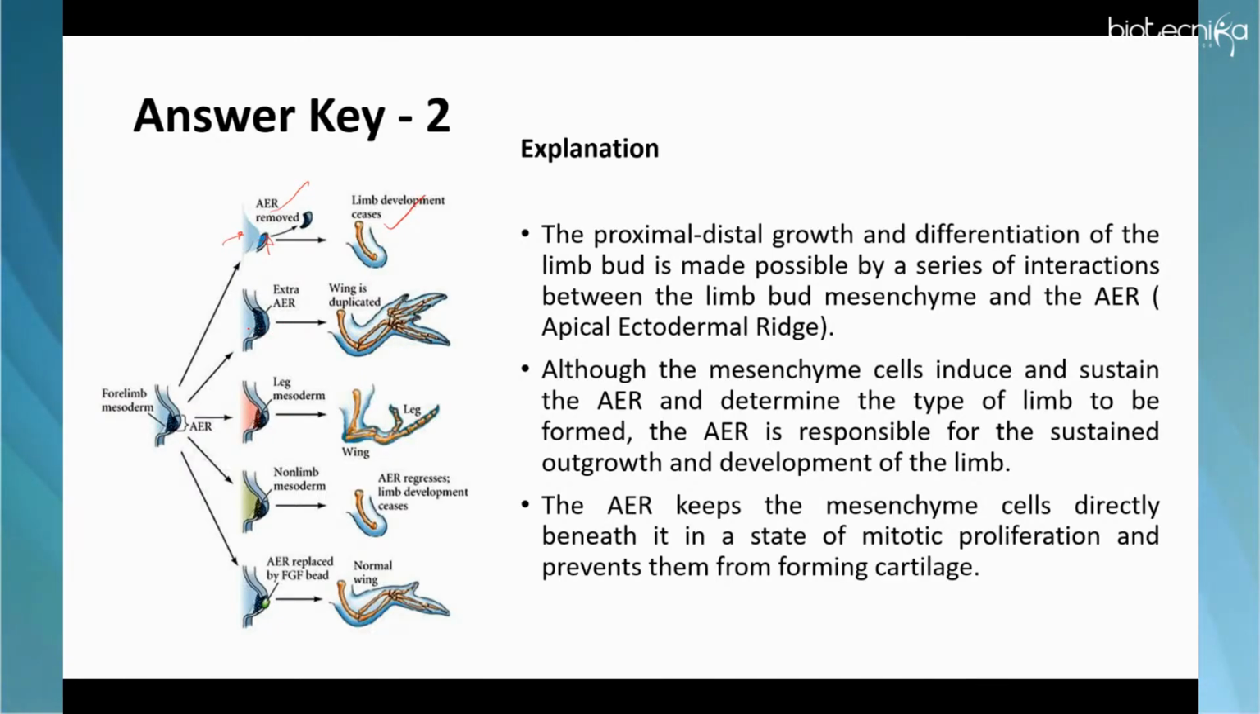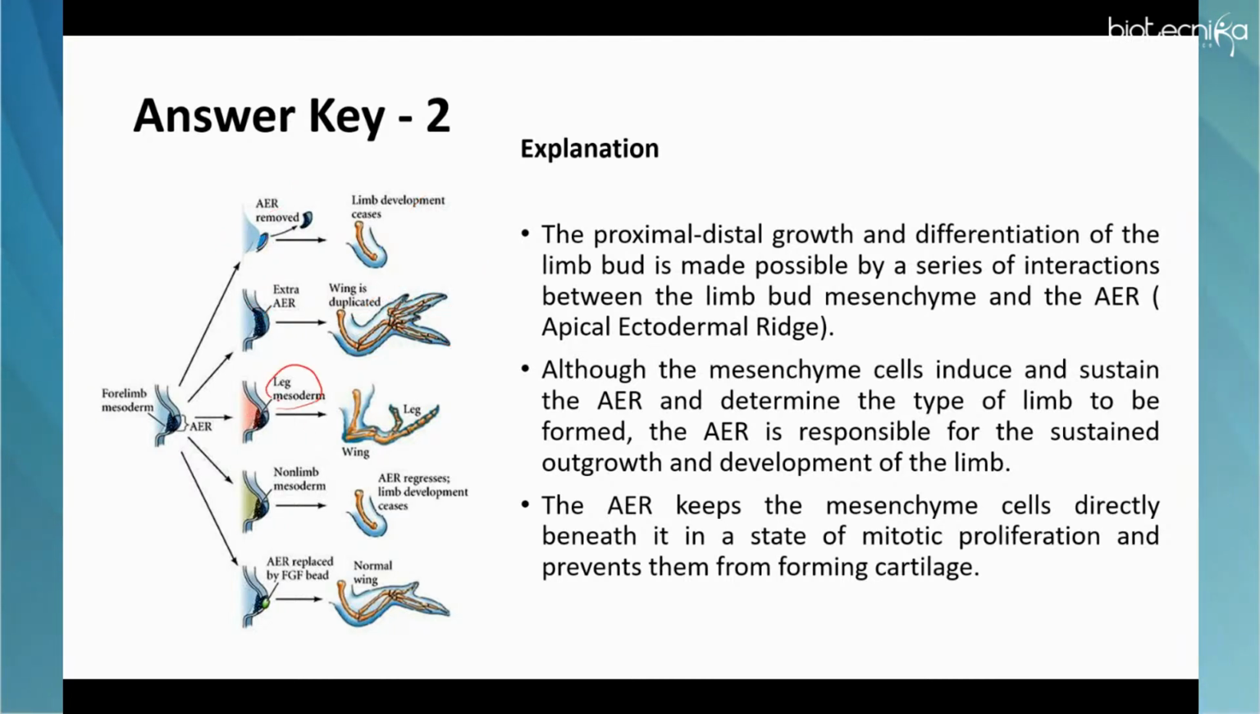It doesn't continue. If you put some extra AER, then as and when it extends out at the distal end, that is the tip area, two different directions are formed. Like the wing is duplicated if you have extra AER, because the mesenchymal cells are more active here. So because you have extra AER, they will extend out further in the distal end of the limb.